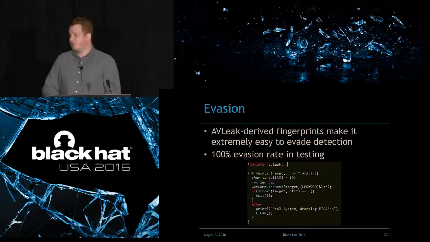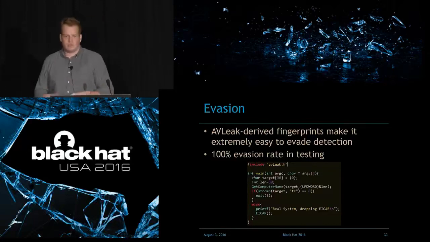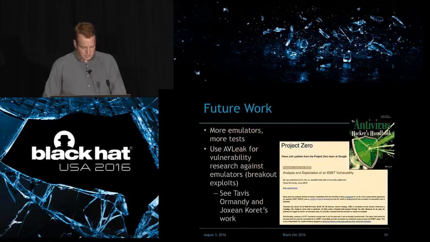So we also talked about evasion. It's super easy to create this evasive malware. And in testing, when I did this, I created about 30 different pieces of evasive malware with all different unique artifacts, and got a 100% evasion rate in my testing. And now in terms of future work, obviously test more emulators, test more AVs.